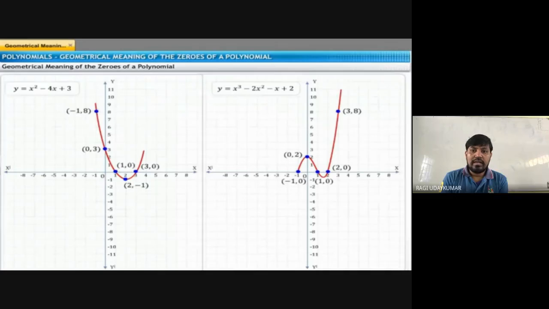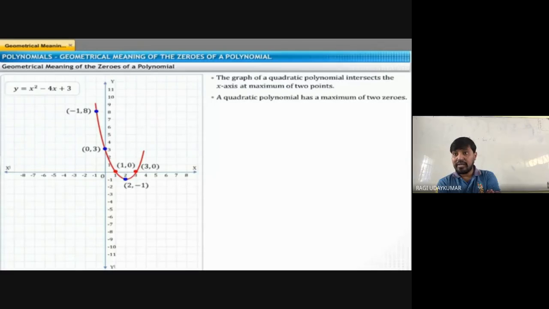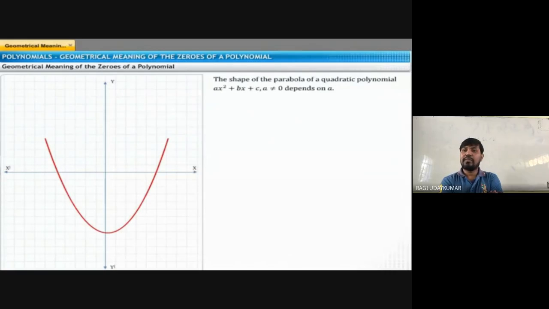In the first graph, whenever you see, it is touching the x-axis at 2 points, 1 and 3, at the points (1, 0) and (3, 0). In the second, it is touching the x-axis at 3 points. The graph of a quadratic polynomial intersects the x-axis at a maximum of 2 points. It may intersect at only 1 point alone.